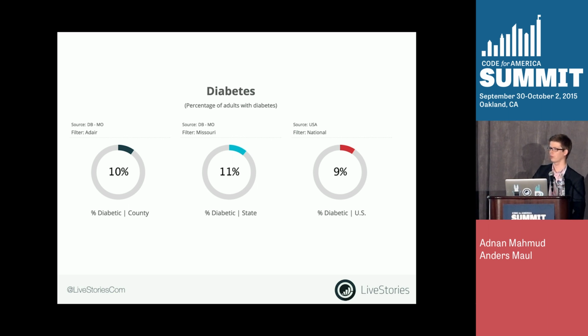And then the donut charts. Donut charts are really great for showing and measuring performance and comparing that. So in this case, it's diabetes, which shows the percentage of adults with diabetes, and it's comparing the county Adair in Missouri to the state of Missouri and national levels for this. So we see this used for easy comparison and also for updating on progress for performance and results dashboards.